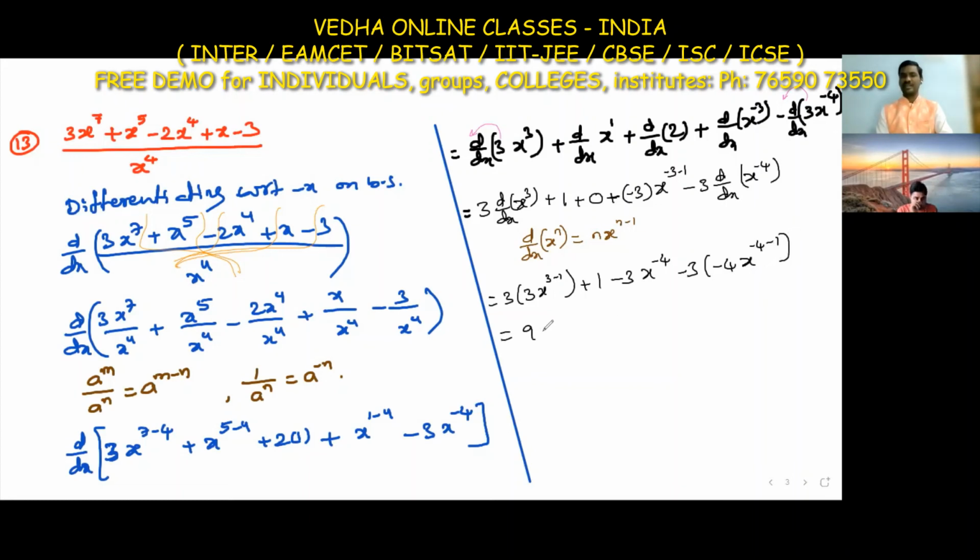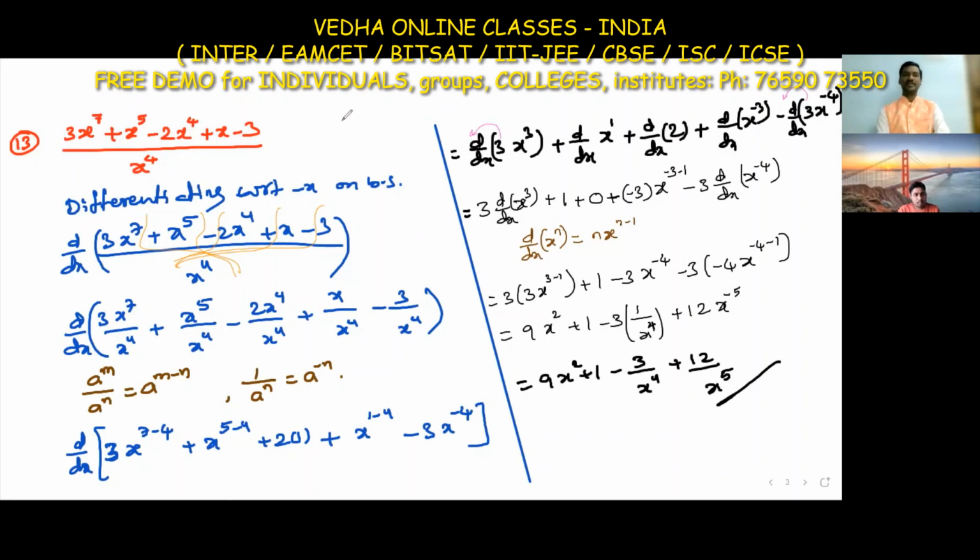3 3 is a 9 into x to the power 3 minus 1 is 2, plus 1, minus 3 into x to the power minus 4. Taking into denominator, it becomes positive: 1 by x power 4. Minus into minus plus, 3 4 is 12, x to the power minus 5. So this becomes 9x square plus 1 minus 3 divided by x to the power 4 plus 12 divided by x to the power 5. So this becomes the required solution.